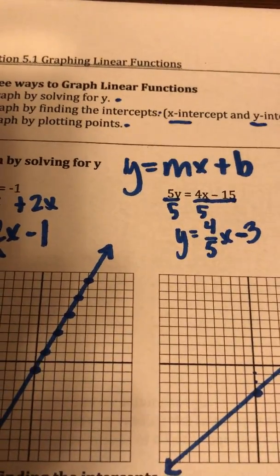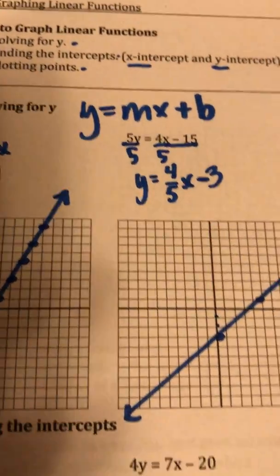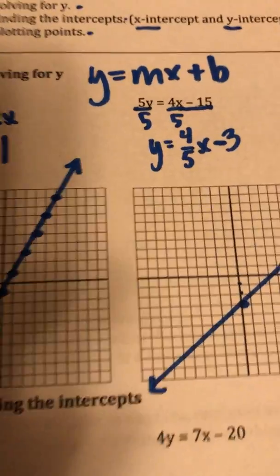So when you're solving for y, you just have to make sure that you get your equation into slope-intercept form, y equals mx plus b. And then you use that information to graph, just as we have before.